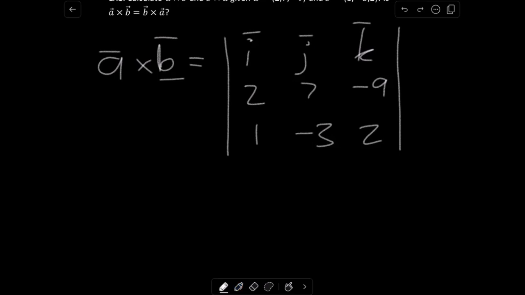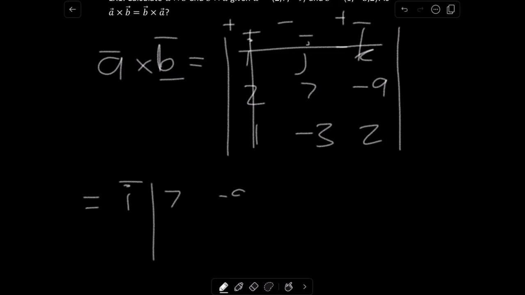So this is equal to, now when we're doing cofactor expansion, remember one of the first things we need to do is account for the checkerboard matrix. So it's going to be positive 1 times vector i, so that's just going to be vector i, and then we're going to get the determinant of the submatrix. So cross out column 1 and row 1, and there is your submatrix. So it's 7, minus 9, minus 3, and 2.